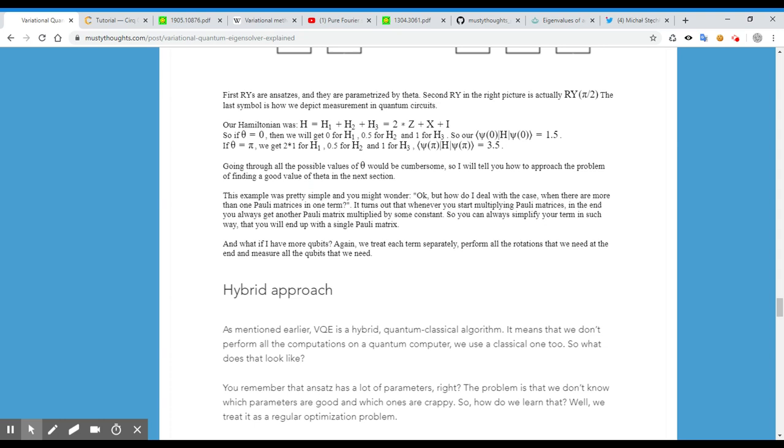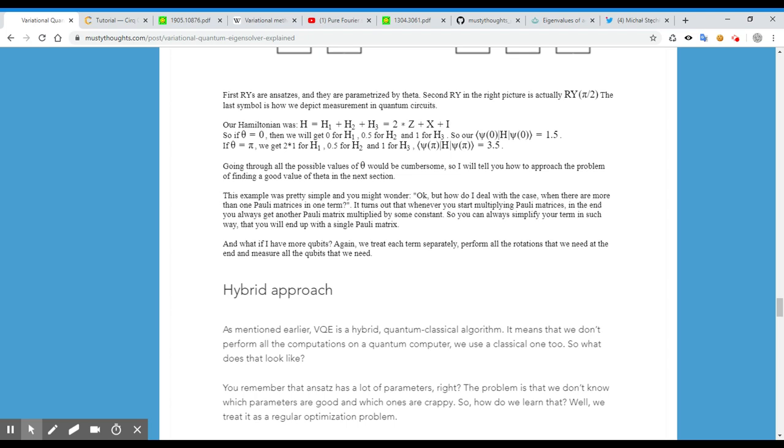So this example was pretty simple, and you might wonder how to deal with the case when there is more than one Pauli matrix in one term. It turns out that whenever you start multiplying Pauli matrices, in the end you always get another Pauli matrix multiplied by some constant, so you can always simplify your term so that you end up with a single Pauli matrix. And what if I have more qubits? Again, we treat each term separately, perform all the rotations that we need at the end, and measure all the qubits.